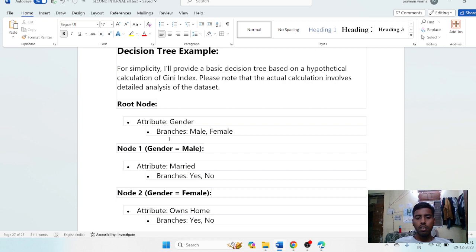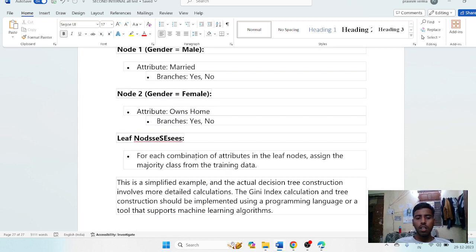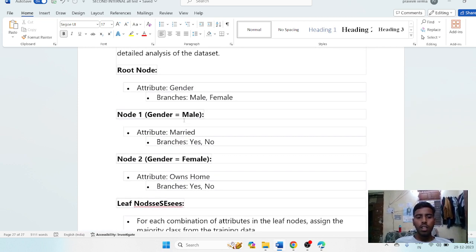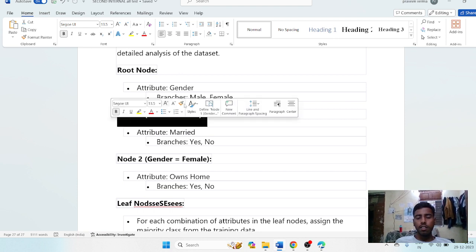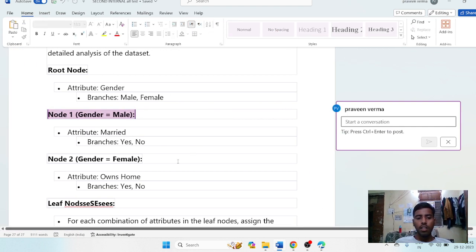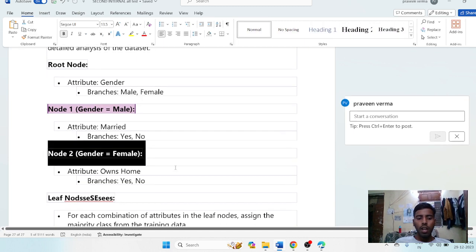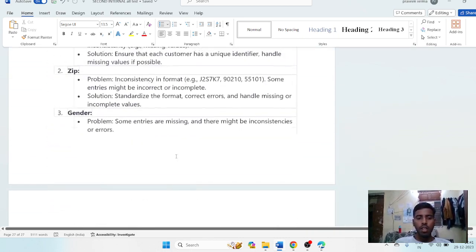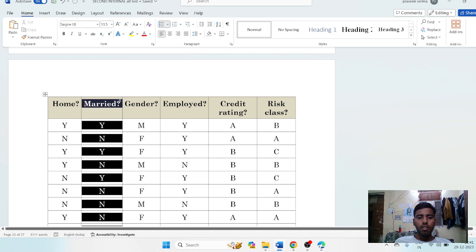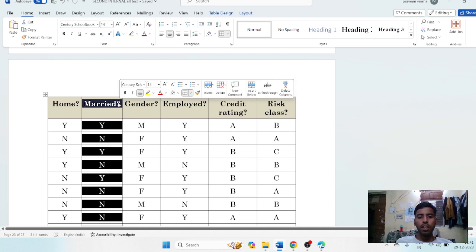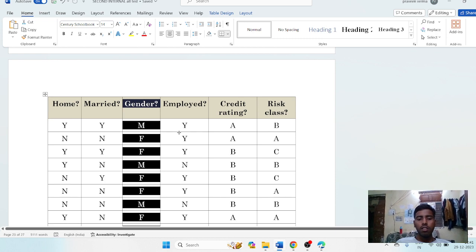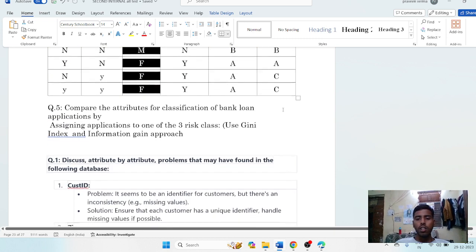I have calculated gender male and gender female, and the leaf nodes. So for the decision tree, we make gender the root node. The first leaf will be married here and the second will be employed. Gender will be the root node. So here is your decision tree.